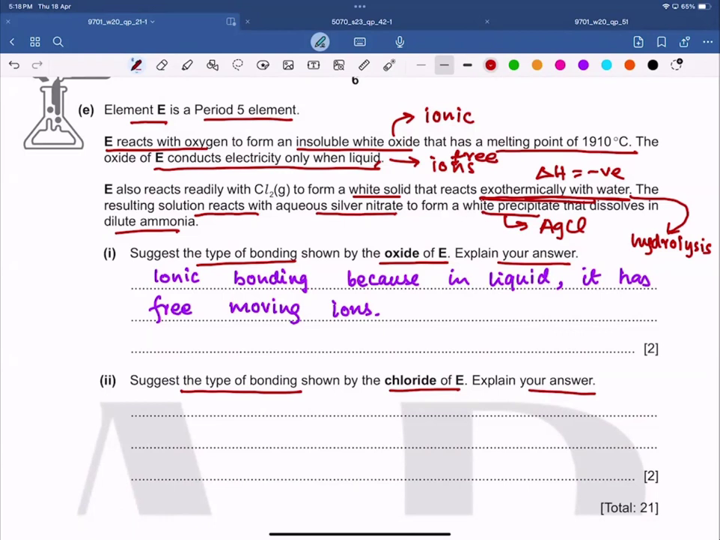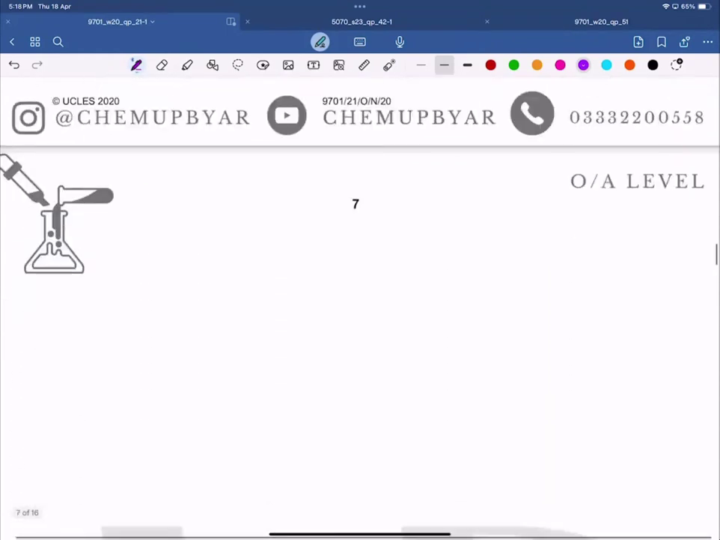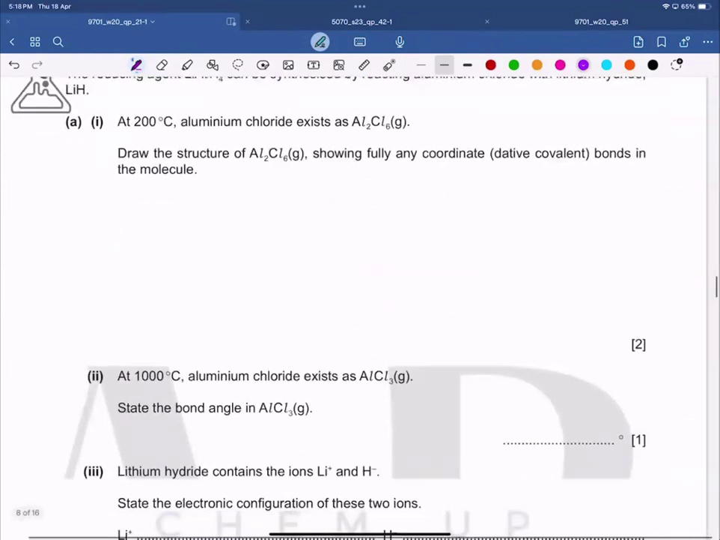So from this, I can conclude over here, the type of bonding is covalent because it is hydrolyzed, or it undergoes hydrolysis in water. Is this understandable to all of you? Okay. Now we have a next question.